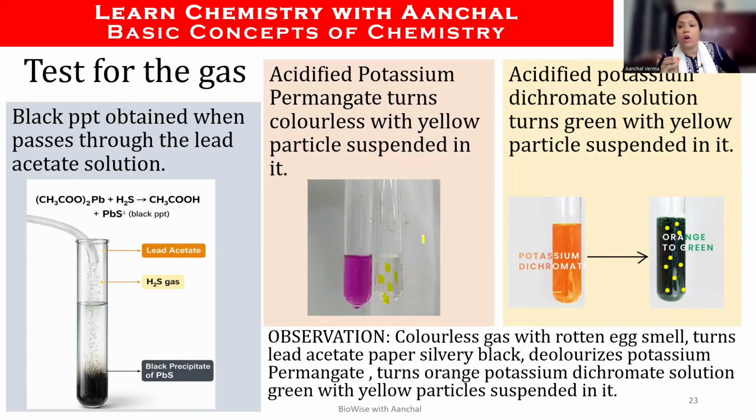So what is the observation? Colorless gas with rotten egg smell turns lead acetate paper silvery black, decolorizes potassium permanganate, turns orange potassium dichromate solution green, and in both cases with yellow particles suspended in it. It's very important. Okay, yellow particles suspended in it, very important.